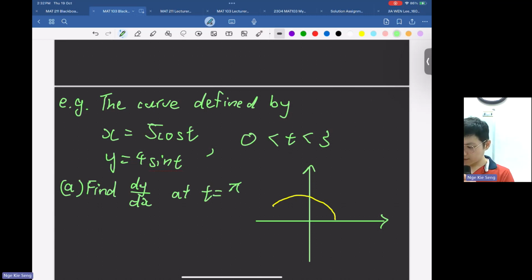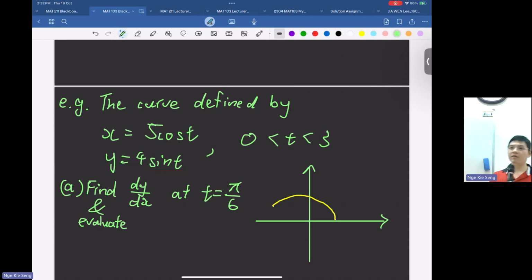at t equals pi over 6. Okay, find and evaluate. So where is pi over 6? Pi over 6 is how much in terms of radian?